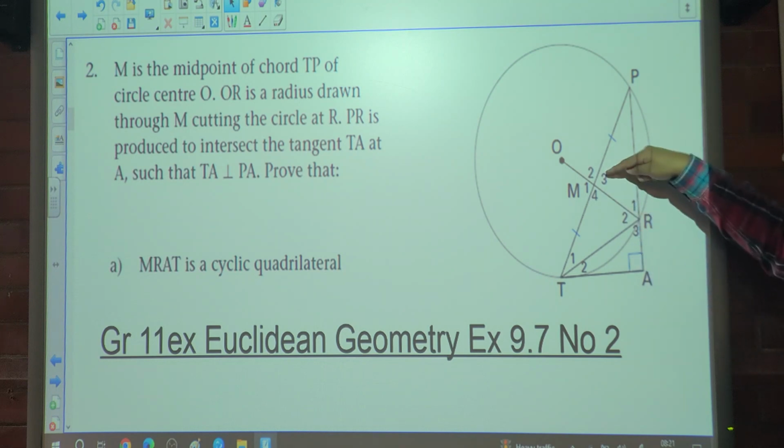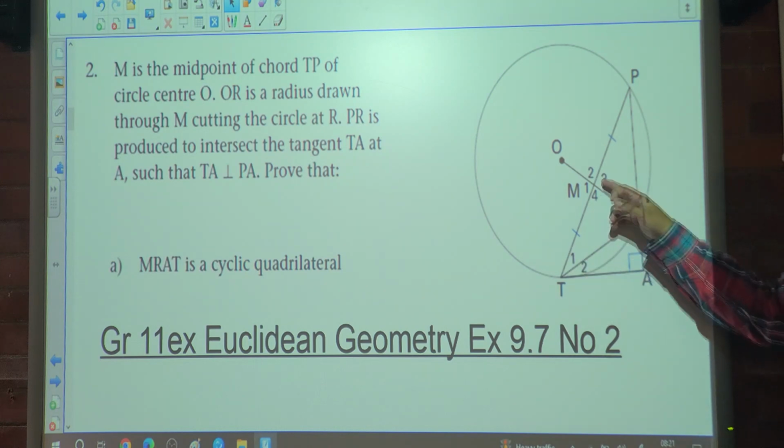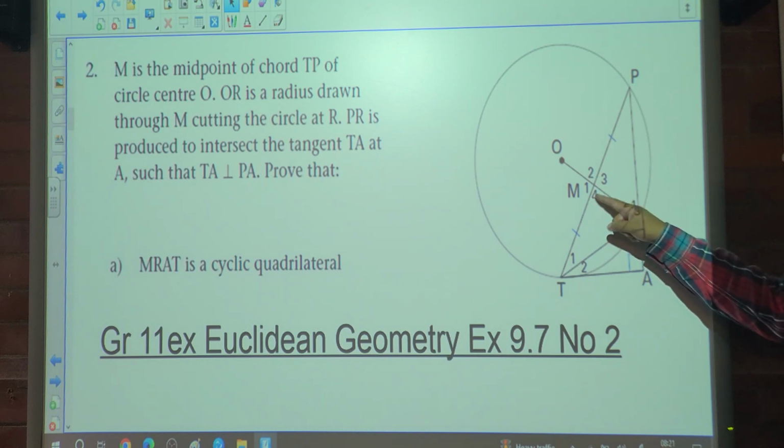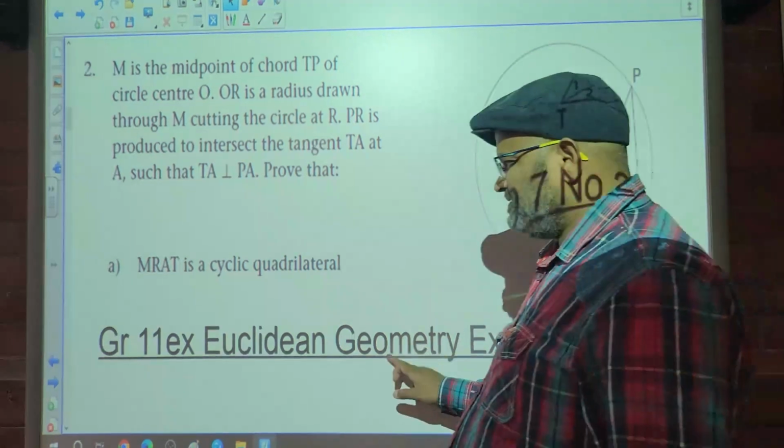So remember, that's also 90. So what does that mean? That MRAT is a cyclic chord. Why? Exterior angle is equal to the interior opposite. Yes, Michael? So M4 is equal to angle A. They add up to something. M4 is equal to angle A. That's also fine. Why? Opposite angles of a cyclic chord are supplementary. Nice.